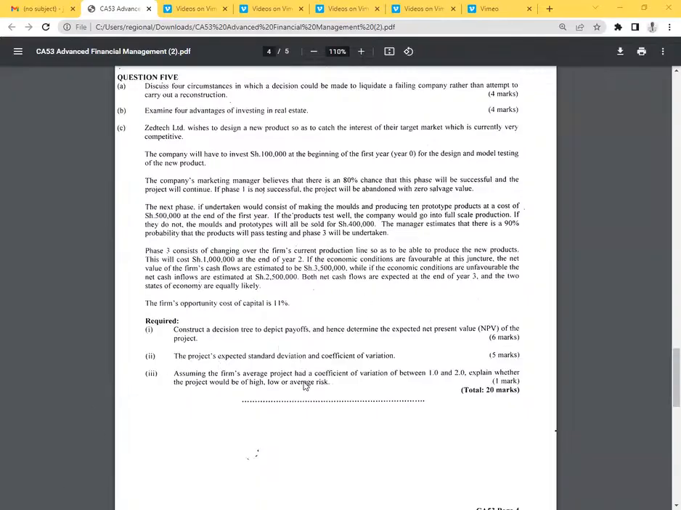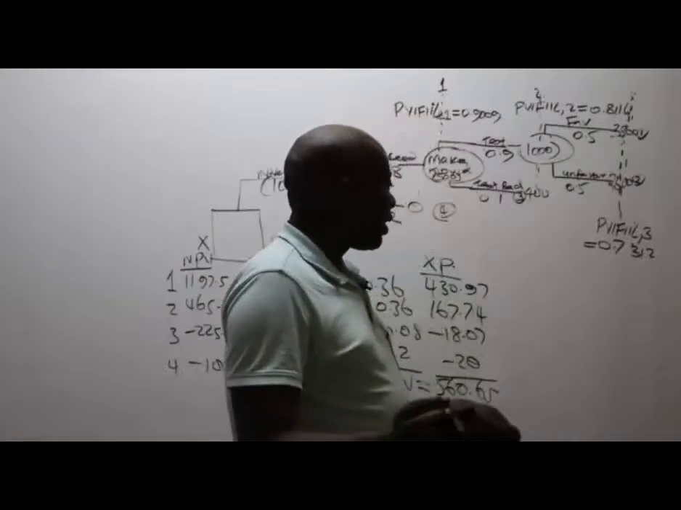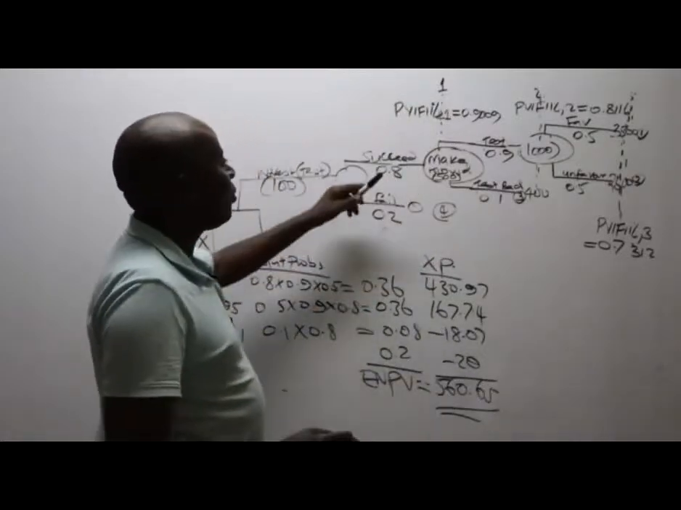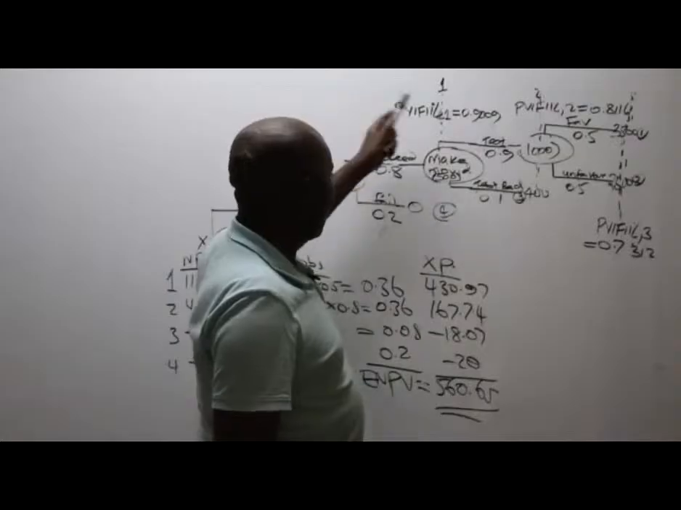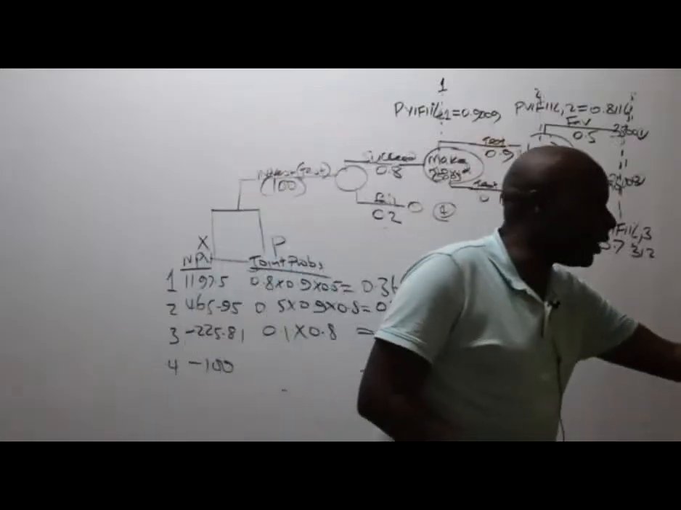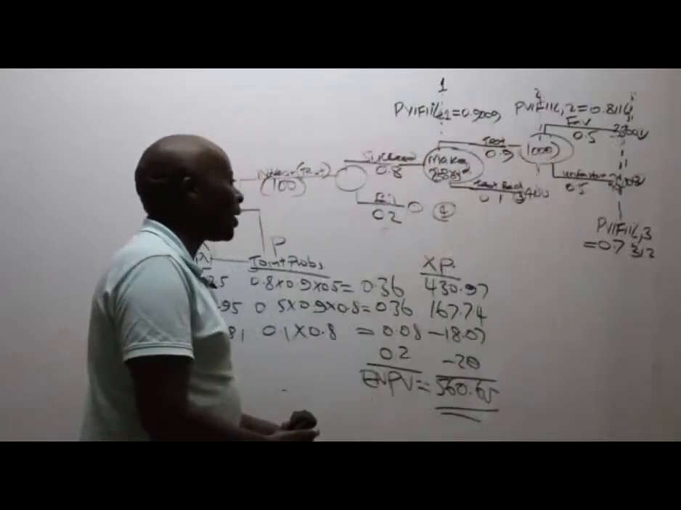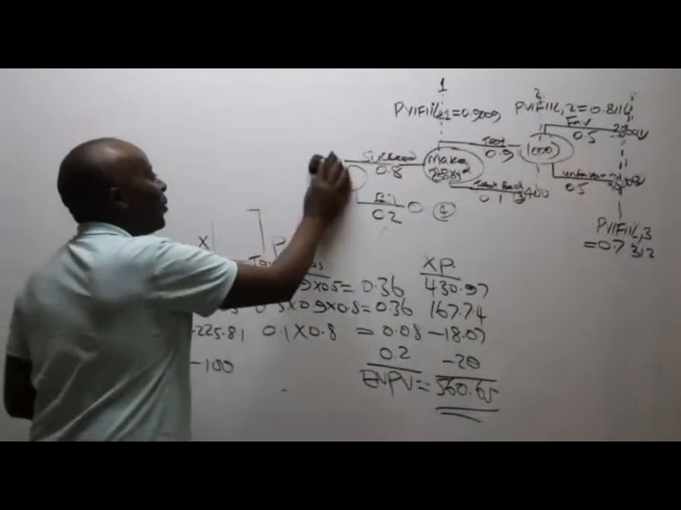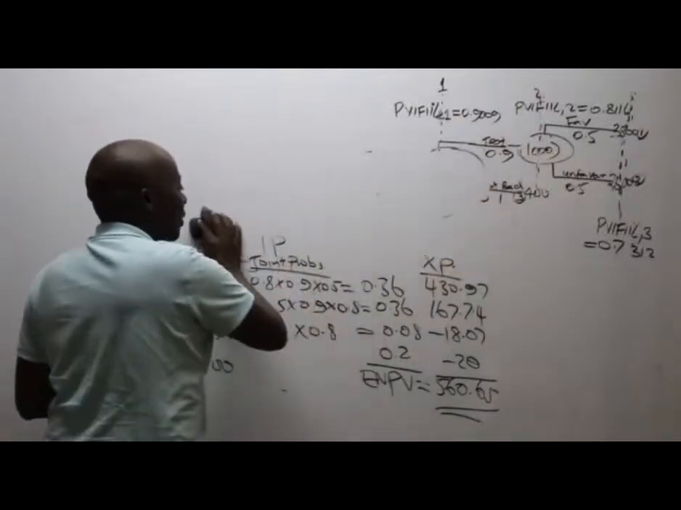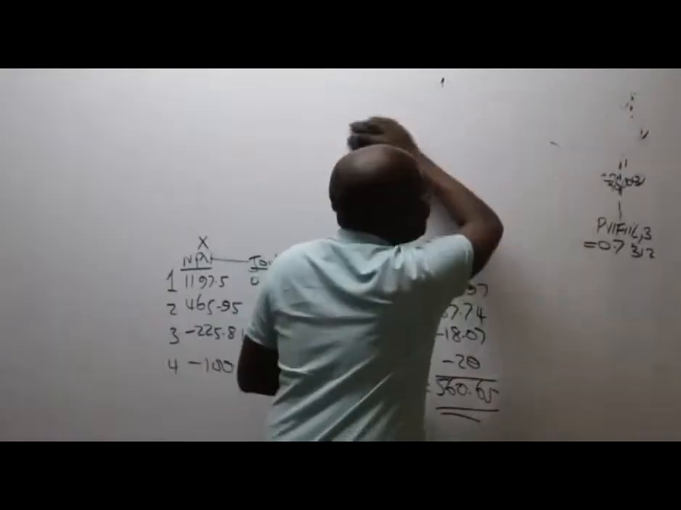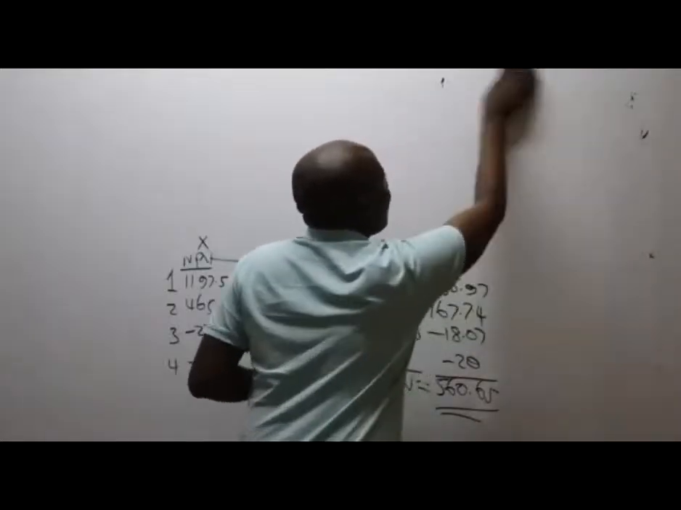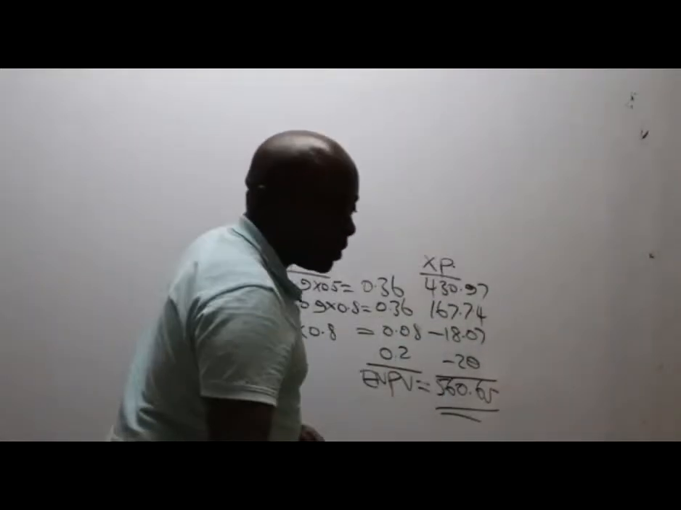Let's look at number 2. They want us to give them the project's expected standard deviation and the coefficient of variation. Now, those are 5 free marks, but unfortunately, if you don't get this diagram and every other thing correct, even the expected net present value cannot be correct. The expected standard deviation cannot be correct. But fortunately, my students know the formula.